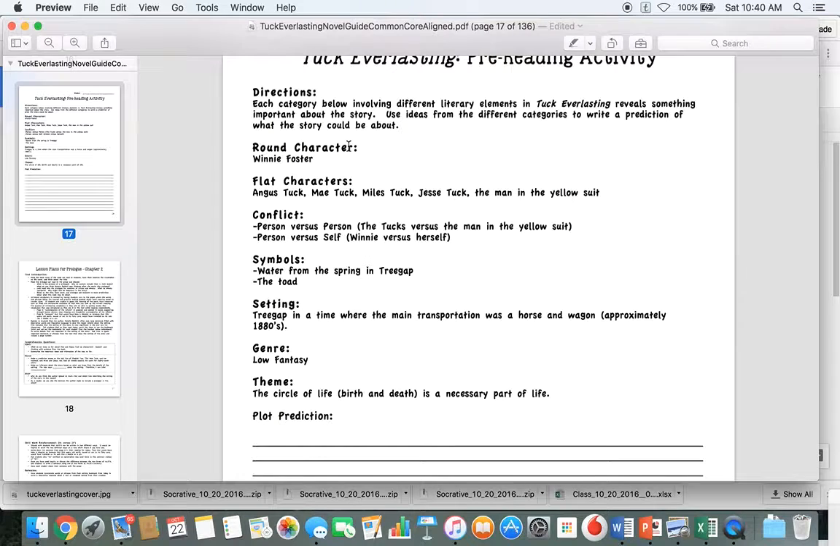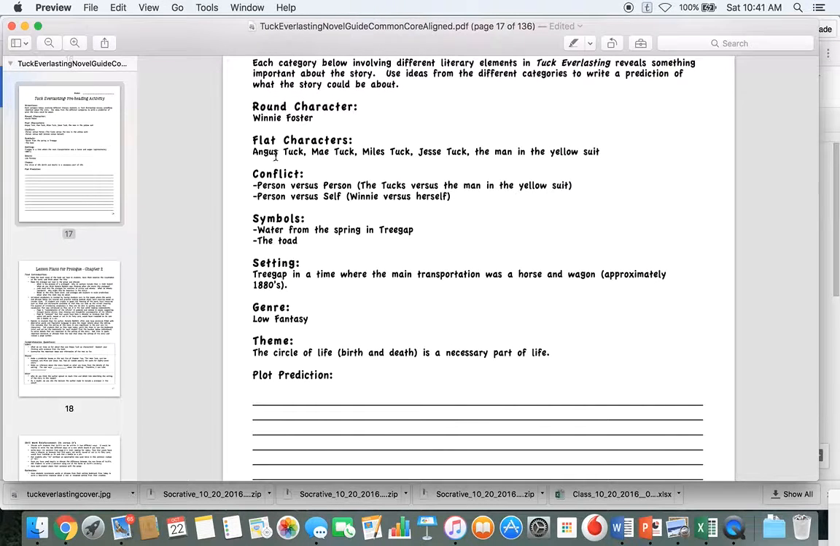A round character is a character that changes from the beginning to the end of the story. So this is just letting you know that Winnie Foster, one of the characters we learn about at the beginning, is a round character, which means that at some point in this novel, there's going to be a significant change in her. And then flat characters are the opposite. All of these characters below will pretty much remain the same throughout the book. They may change a little bit, but for the most part, their personalities and traits are going to remain the same.